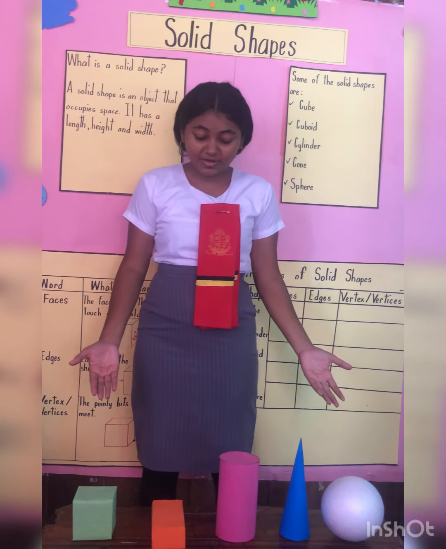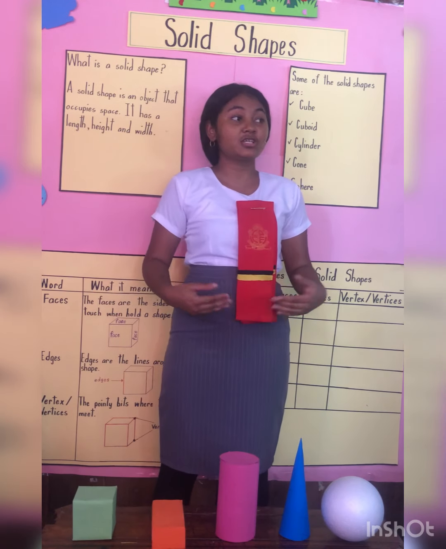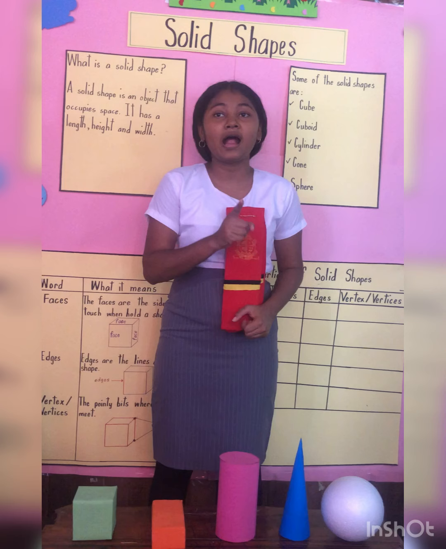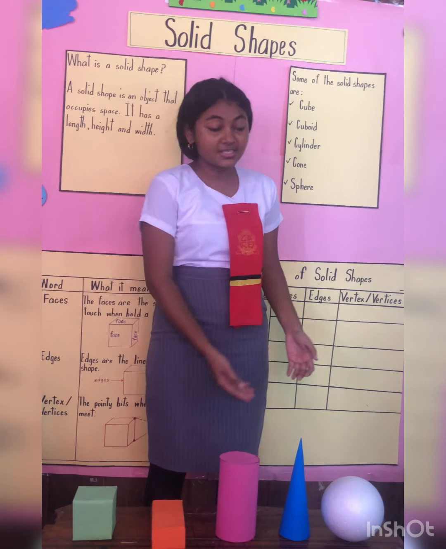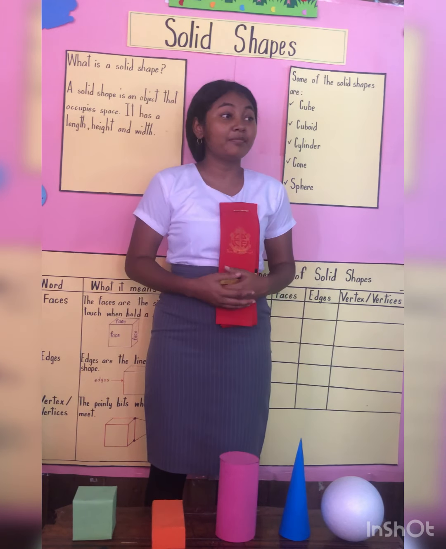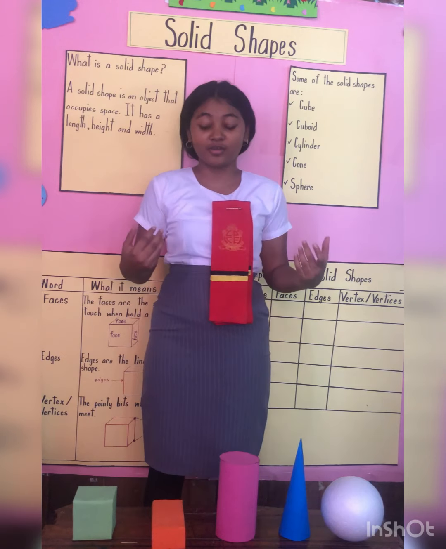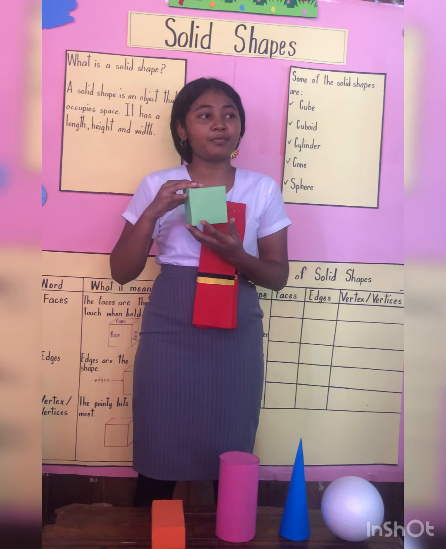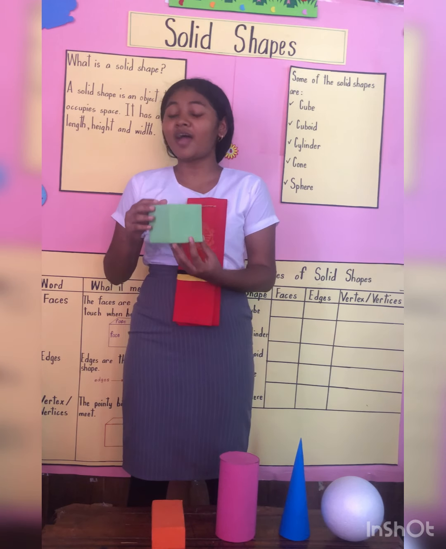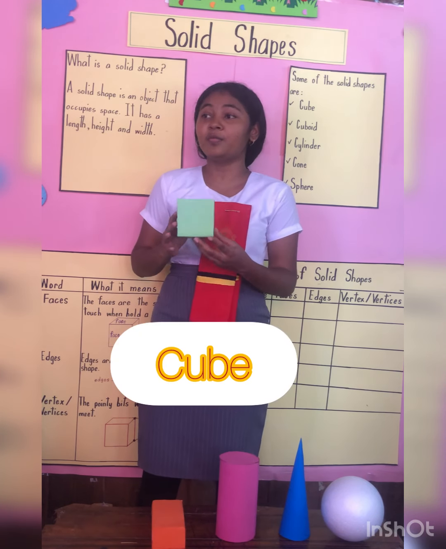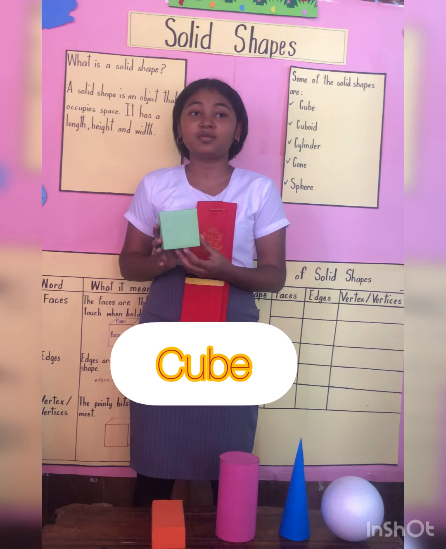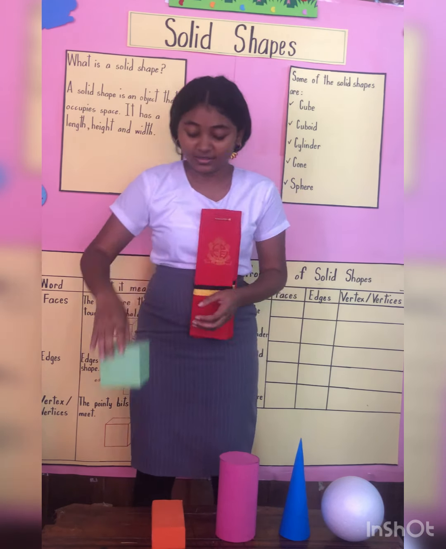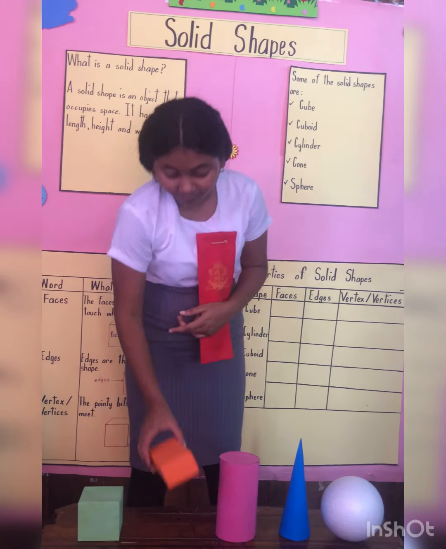Placed in front of me here are models of the solid shapes we'll be looking at today. But I need your help in identifying these solid shapes. Will you help me, class? Okay, great. Now, can you remember the name of this solid shape? Frank? Very good, Frank. It's a cube. Okay, class, repeat after me. Cube. Okay? Now, let's take a look at the next solid shape.